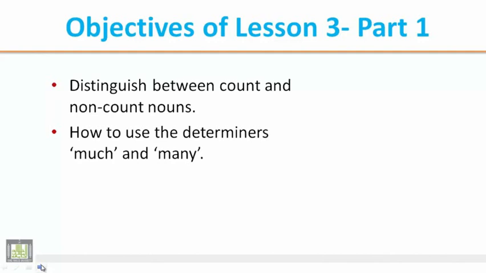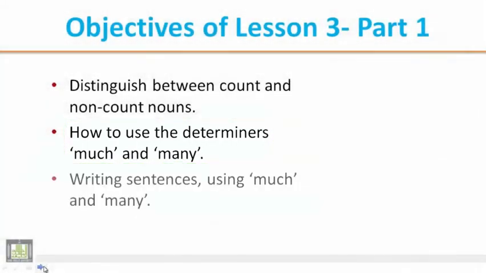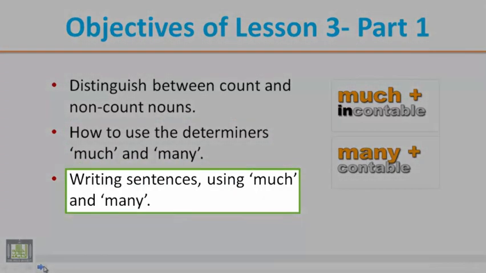The second objective, أما الهدف الثاني, is to teach students how to use the determiners much and many. ومن ثم سننتقل إلى مرحلة تعليم الطالب كيفية استخدام كل من المحددات much و many. And the last one is how to write sentences using much and many. وكيفية استخدام much و many في جمل مفيدة.